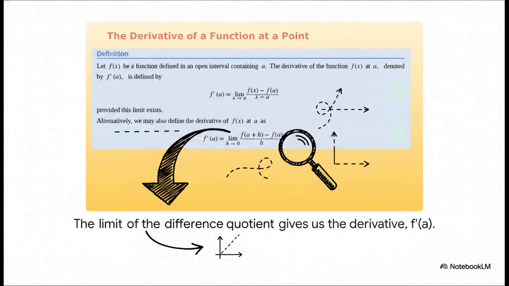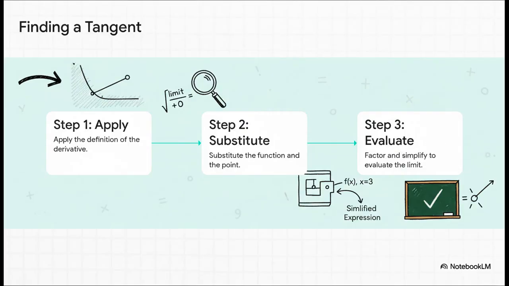Now, this is what it looks like when mathematicians write it down. Don't let the symbols freak you out. That little lim just means we're taking the limit, and that fraction, that's just our difference quotient. This is nothing more than the formal notation for that beautiful visual process we just watched happen on the graphs. So let's actually put it to work.